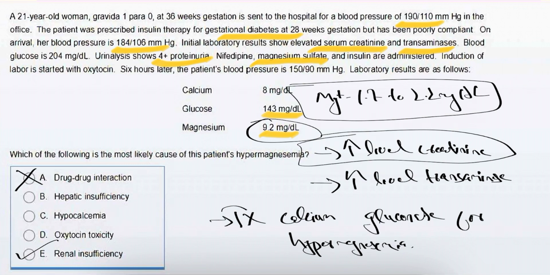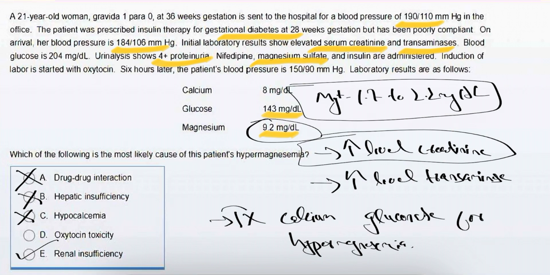Now come to the incorrect ones. Drug-drug interaction: concomitant use of a calcium channel blocker, for example nifedipine, and magnesium can potentiate hypotension. This patient is hypertensive, so there is no drug-drug interaction. Choice B, hepatic insufficiency: although this patient's transaminase indicates hepatic damage from preeclampsia, the liver is not involved in magnesium excretion.